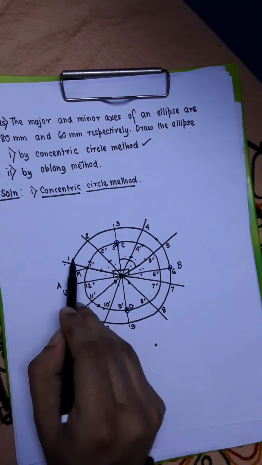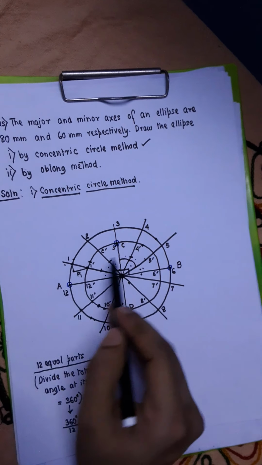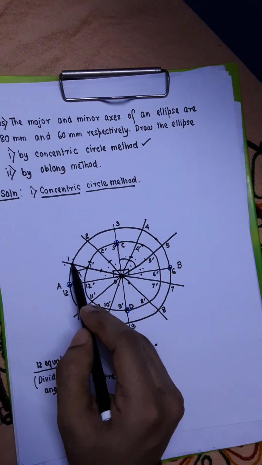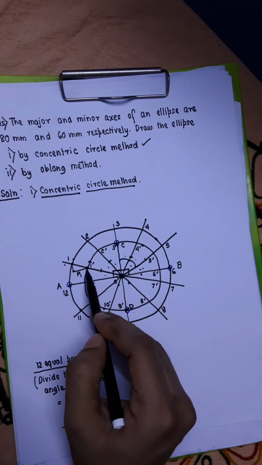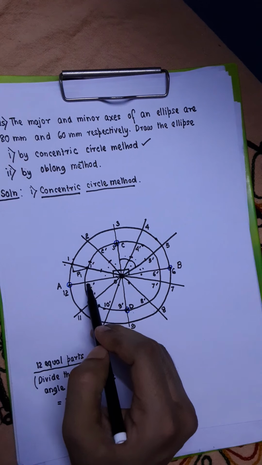Point 1 is lying on the major axis circle. So from point 1 you should draw a line which is parallel to the other axis. Other axis means minor axis, because point 1 is lying on the major axis circle. Similarly, point 1 dashed is lying on the minor axis circle. So the line which you will draw from 1 dashed should be parallel to the other axis, that is it should be parallel to the major axis.